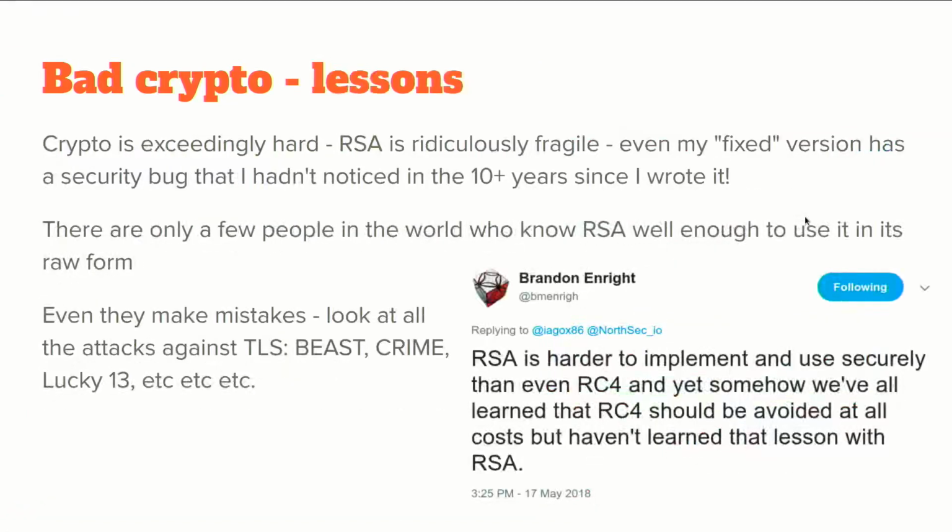So lessons from this section are crypto is really, really hard, and RSA is ridiculously fragile. There's very few people in the world who know RSA well enough to actually use it for proper encryption and not have vulnerabilities. I tweeted about this yesterday, thinking it's kind of funny that my code had a vulnerability in it. And my friend replied with a really great quote, which is, RSA is harder than RC4, yet everyone here hates RC4, but everyone seems to like RSA, and it's a mystery why. So yeah, the lesson here is don't use raw encryption, basically.